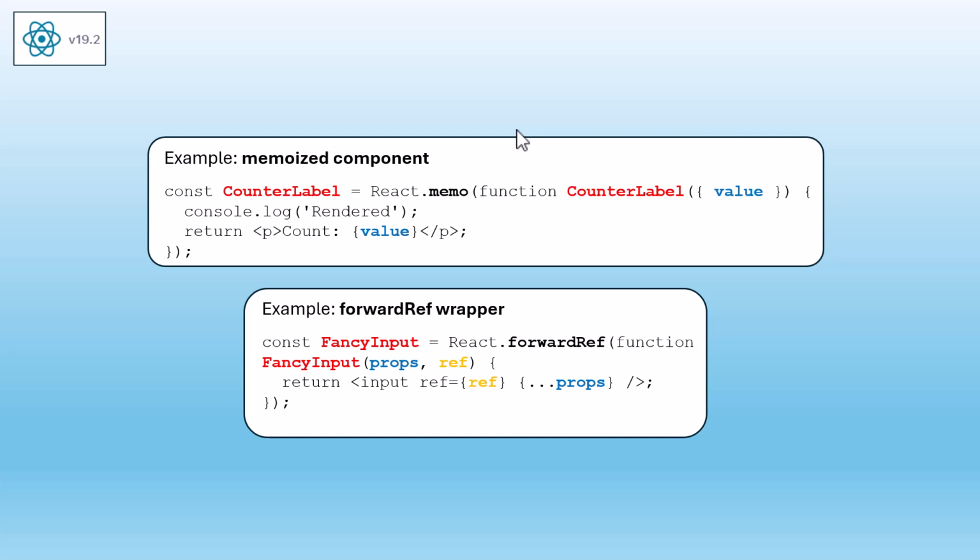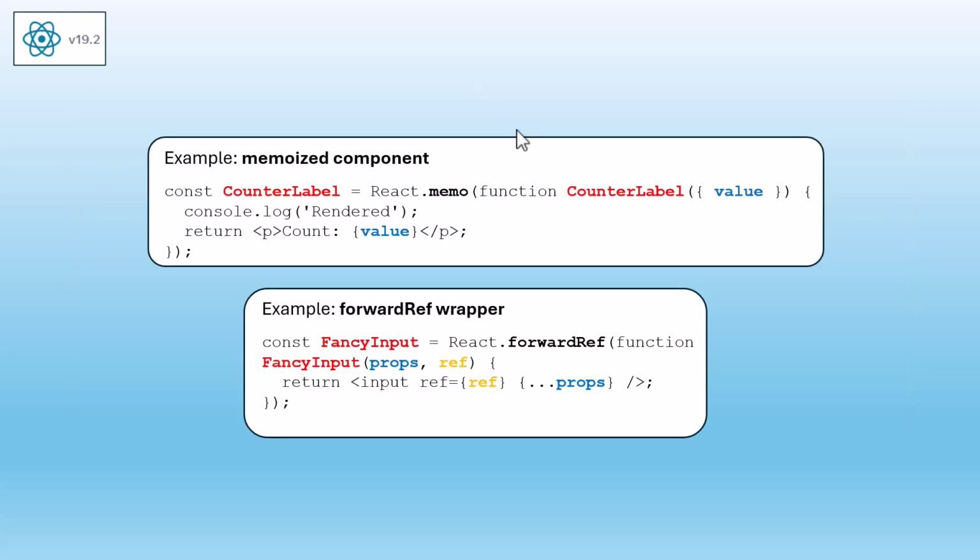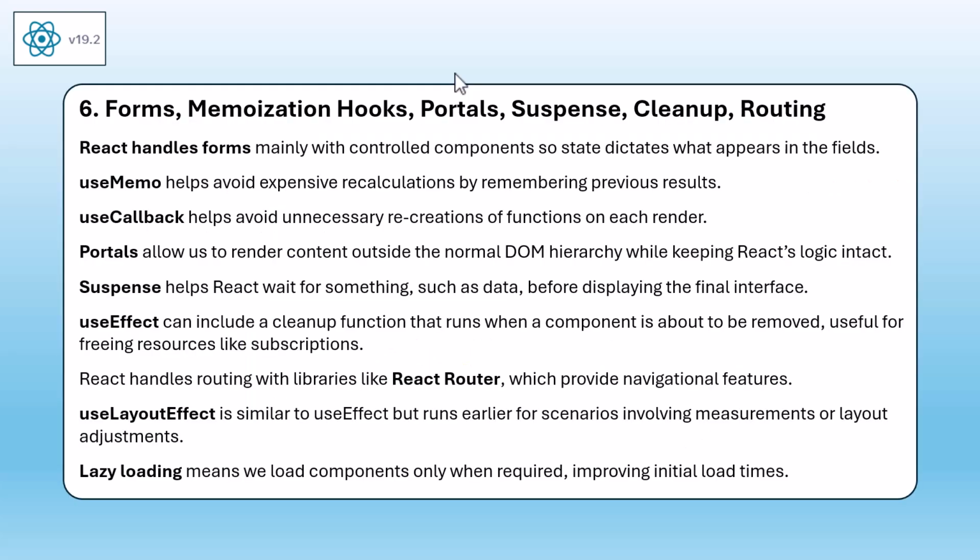forwardRef allows a parent component to forward a ref to a child, giving access to that child's underlying element. Error boundaries catch runtime errors in components lower in the tree and provide a fallback interface instead of crashing the whole app. The memo function helps avoid re-rendering components when their inputs have not changed. 6. Forms, memoization hooks, portals, suspense, cleanup, routing.